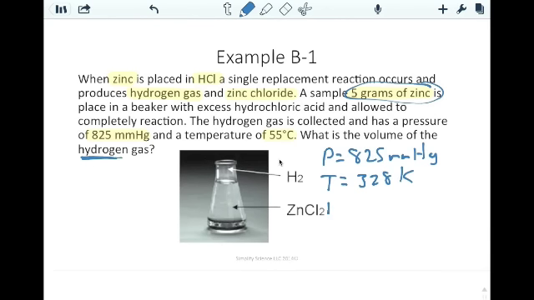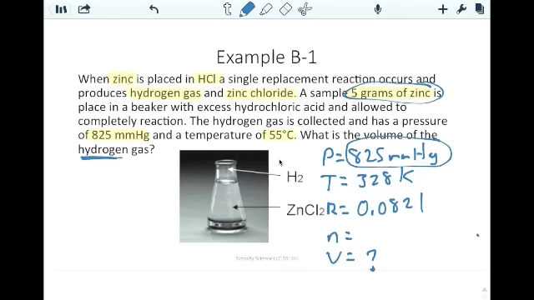Now we know that we have our R value, which is going to be either in atmospheres or in kPa, so we'll keep it in atmospheres. That means we have to convert this millimeters of mercury, but we'll say 0.0821 is our R value. So the two things we're missing are N and V. We're solving for the volume, our unknown. Our unknown is going to be the volume of hydrogen gas. That's what we're searching for.